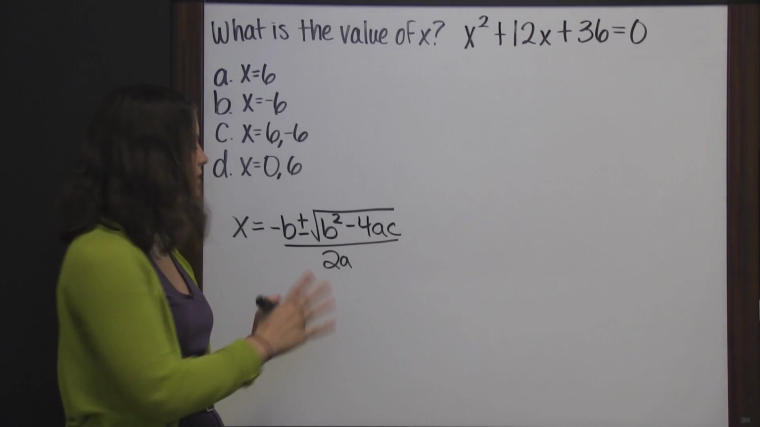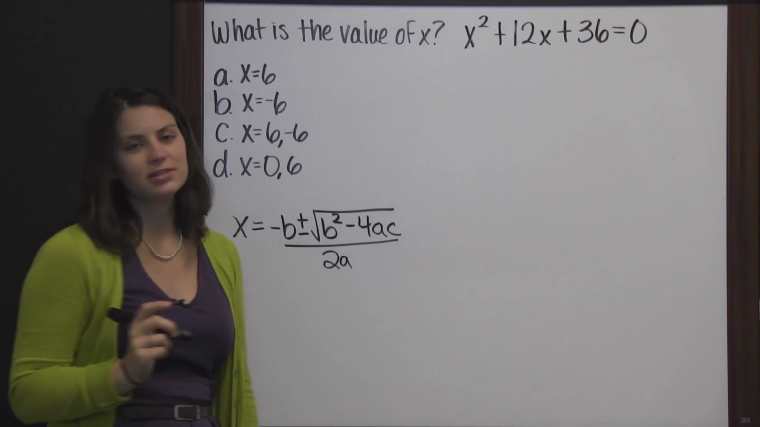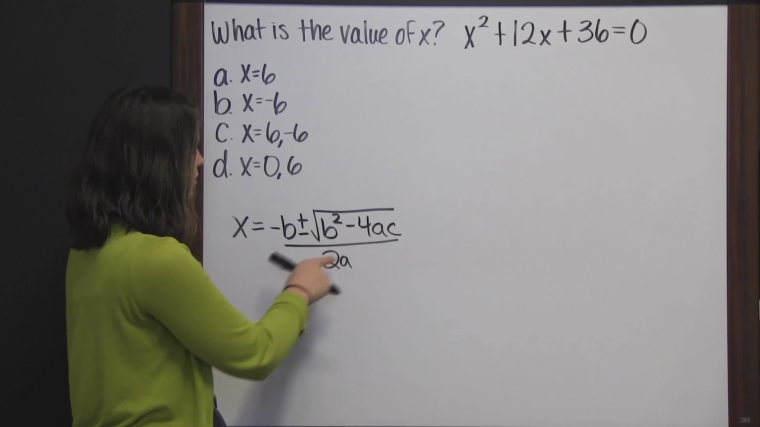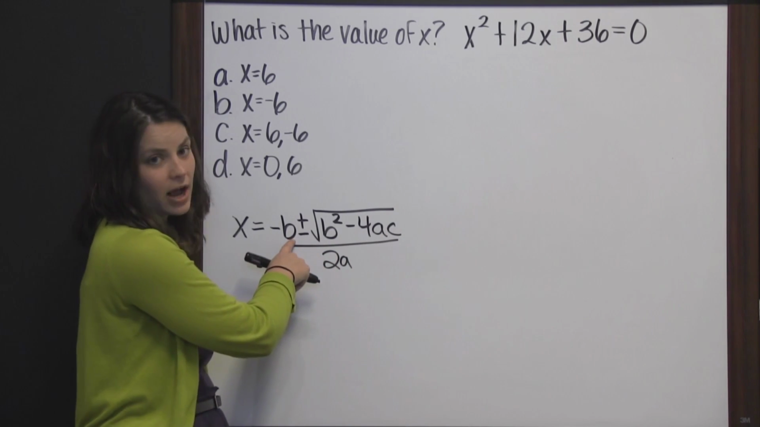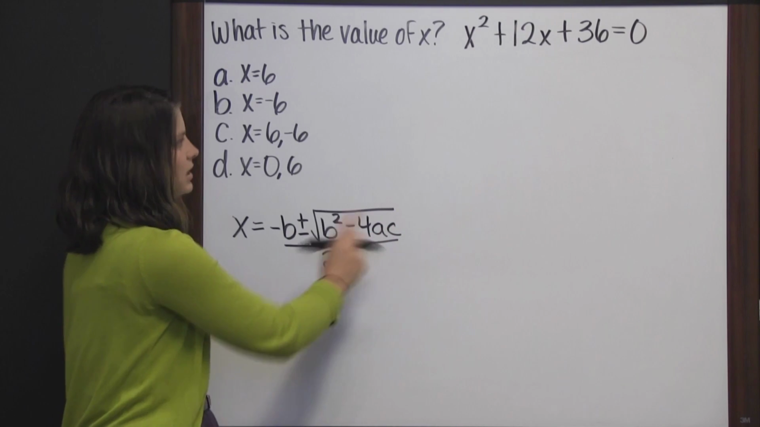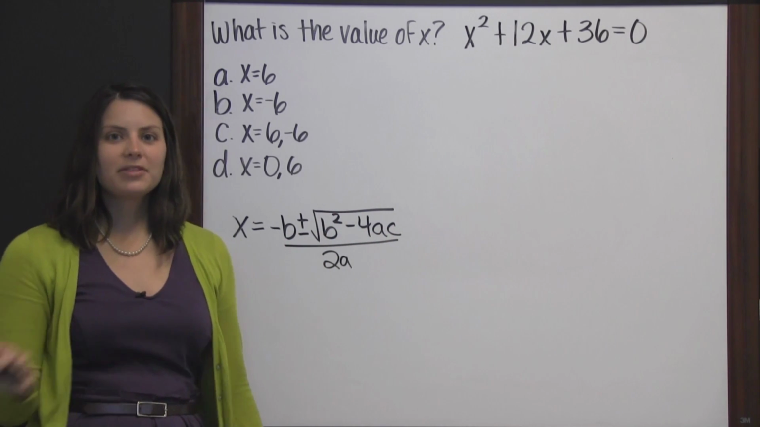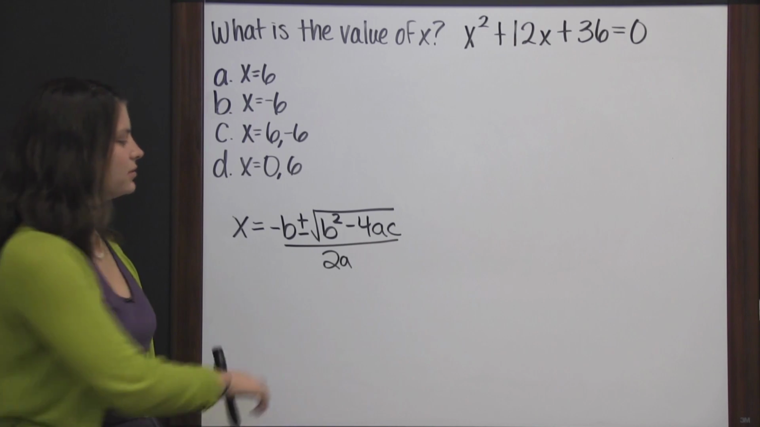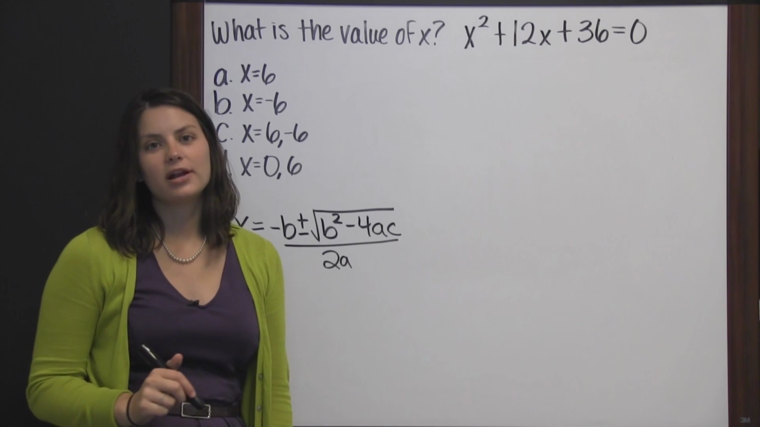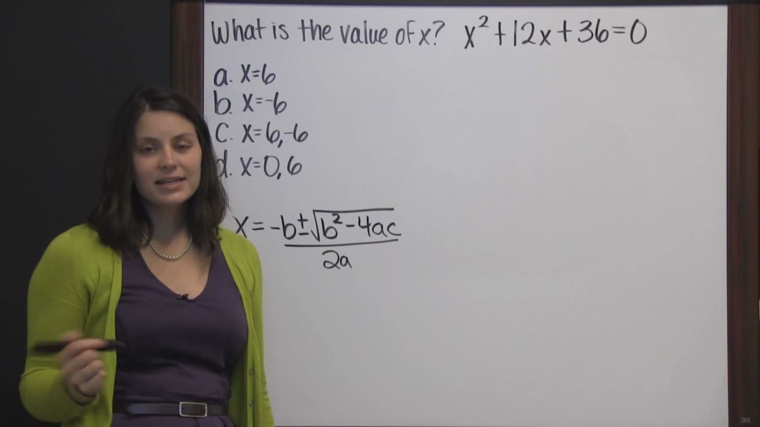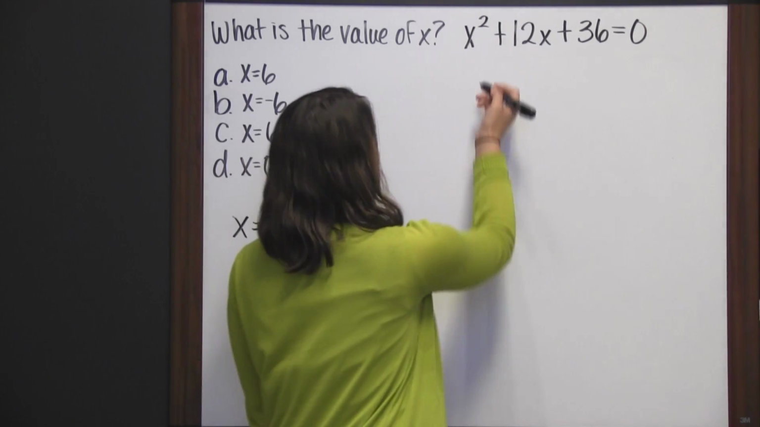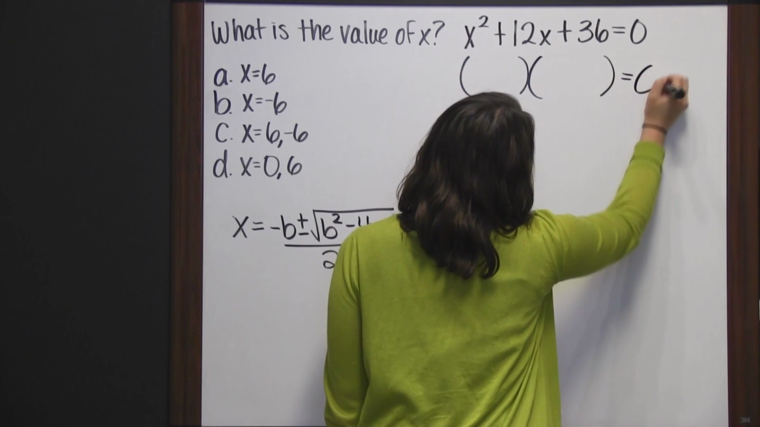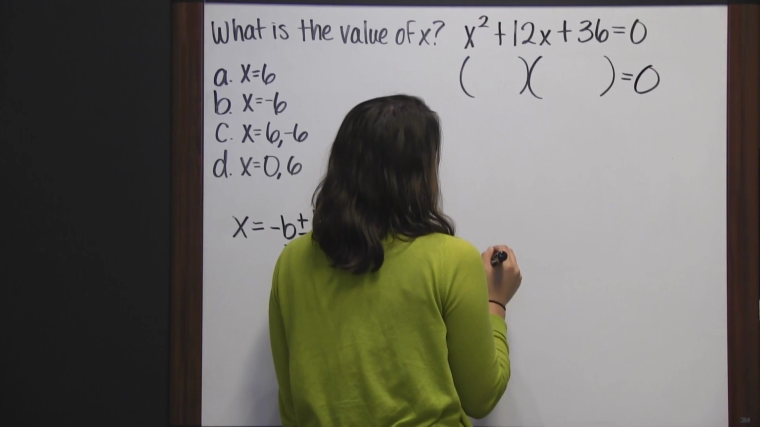And the a, b, and c are just the coefficients. A is the coefficient of your x squared term, b is the coefficient of your x term, and c is your constant. But there is another way to solve this that may even be a little bit easier than using the quadratic equation, and that is to factor. So I'm going to factor this trinomial into a binomial times a binomial.